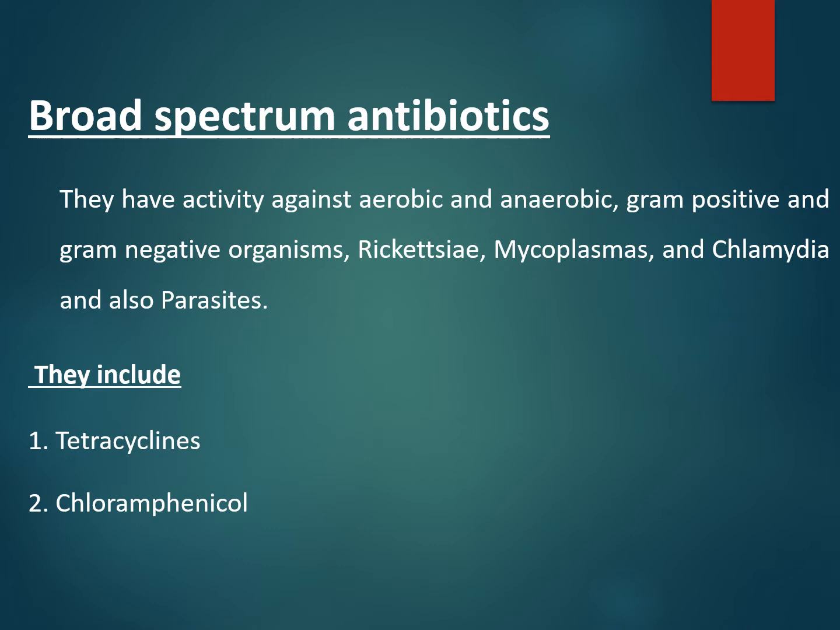So, broad-spectrum antibiotics have activity against aerobic, anaerobic, gram-positive, gram-negative organisms, rickettsia, mycoplasma, and chlamydia, and also some parasites. That's why they are named broad spectrum antibiotics. They include mainly two groups. The first one is tetracyclines, the second one is chloramphenicol. So today we are going to discuss and learn about tetracyclines and chloramphenicol.